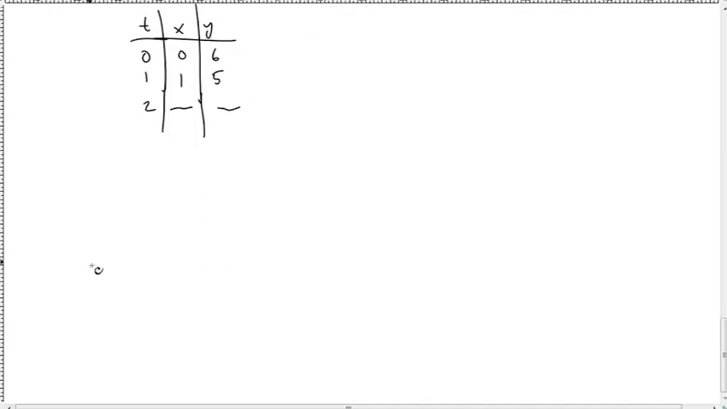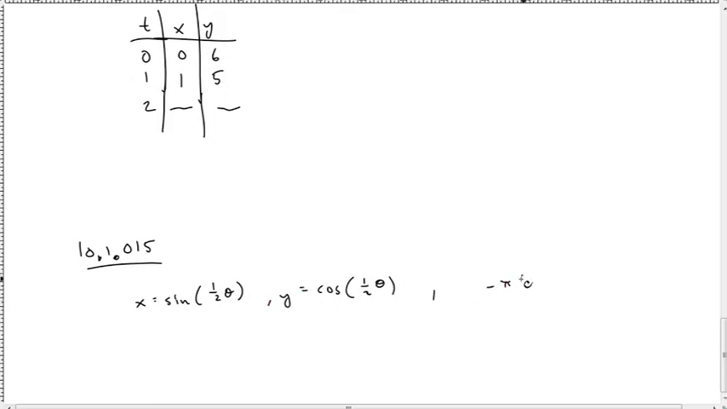Let's do another one. We've got x is equal to sine of one half theta, and y is equal to cosine of one half theta. And they're saying go from negative pi to pi.